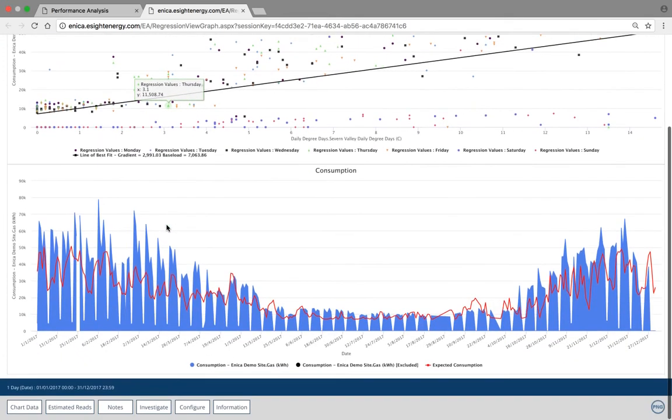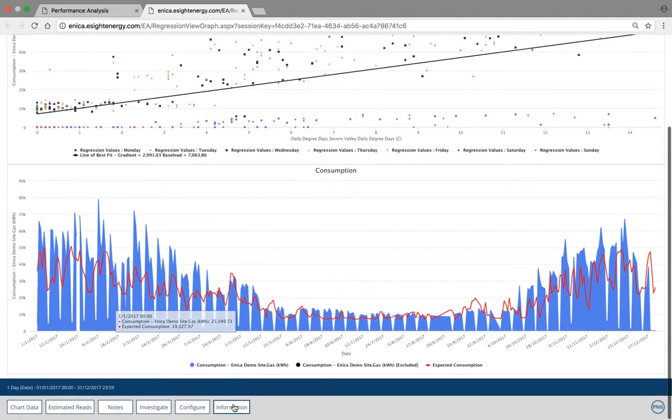And beneath the regression analysis is another very useful chart which shows you the expected consumption versus the actual consumption. So the blue is the actual consumption and the red is the expected. So what we're looking for in here are periods when the blue bars exceed the red, and you can see for this site it happens quite a lot. So we tend to suggest that there's a very limited relationship or very poor relationship between weather driving factor and actual gas consumption.